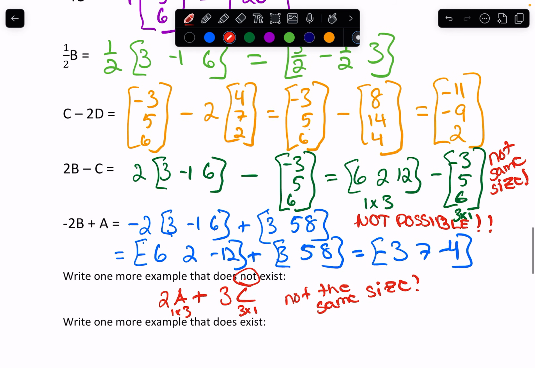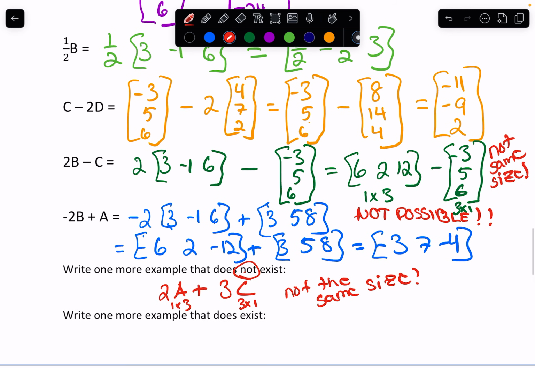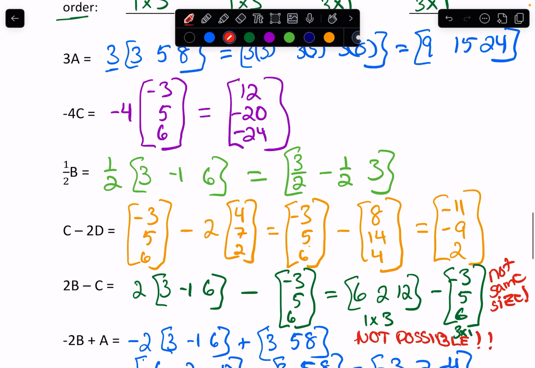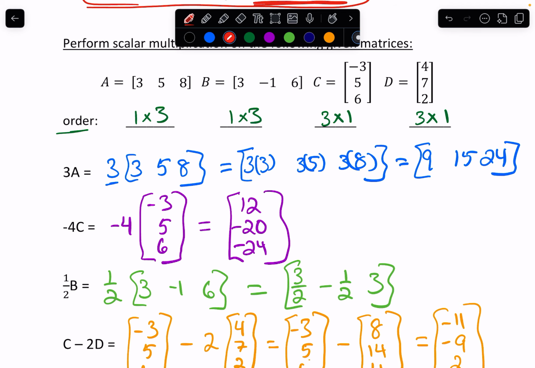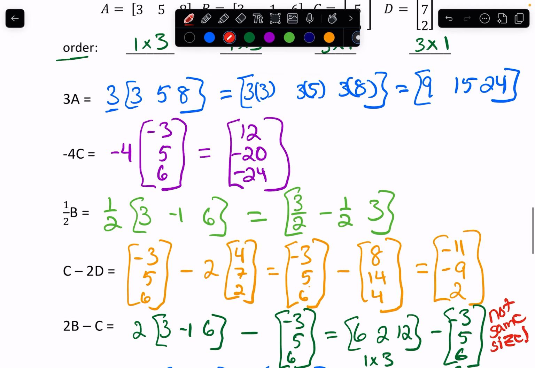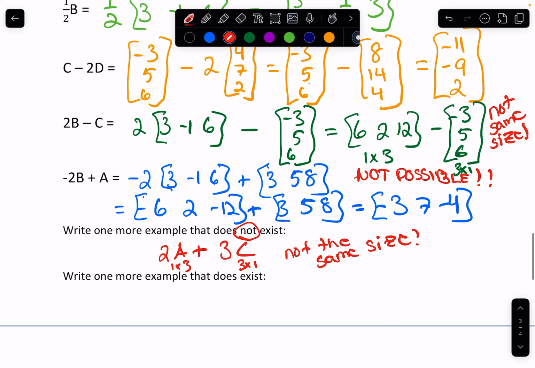Okay, then we need to write one more example that does exist. We're going to pick the ones that are the same order, for example, A and B. So I could do 2 times A plus 3 times B. This is 1 by 3, and this is 1 by 3, so that is possible.